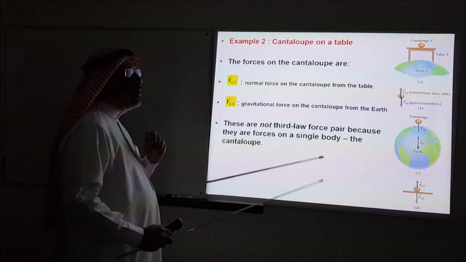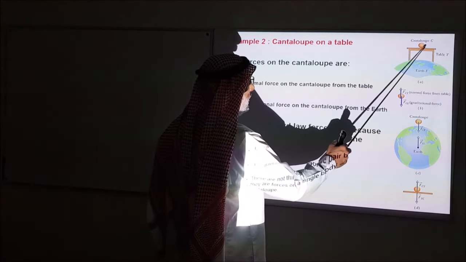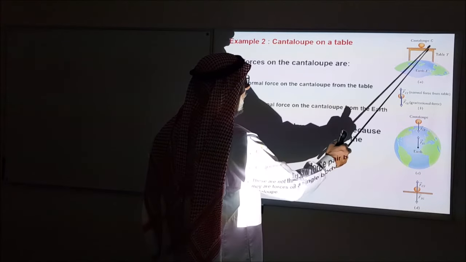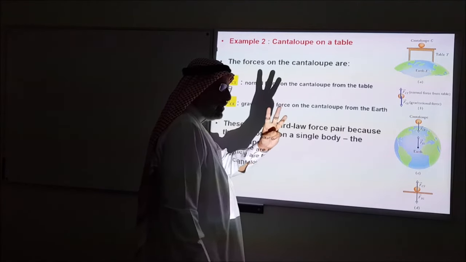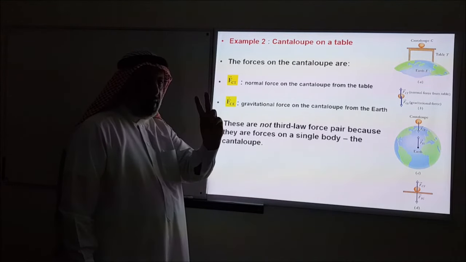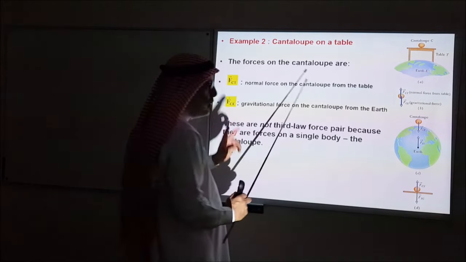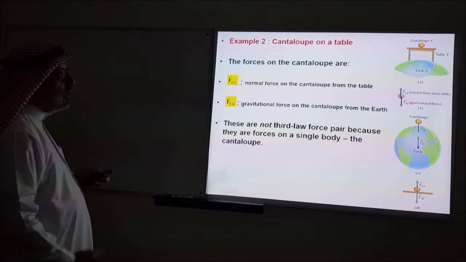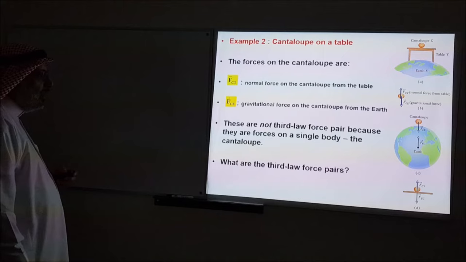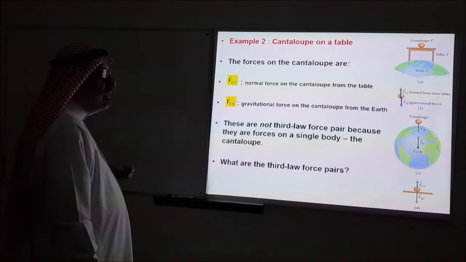So how many pairs do we have? We have three pairs here: the cantaloupe-table, the cantaloupe-earth, and the table-earth. How many of them are connected to the cantaloupe? Two pairs, the cantaloupe-table and the cantaloupe-earth. So these are the two pairs associated with the cantaloupe. What are the third law force pairs associated with the cantaloupe?